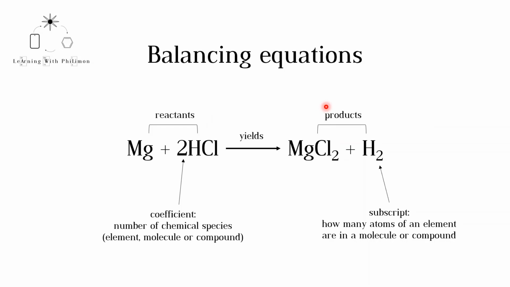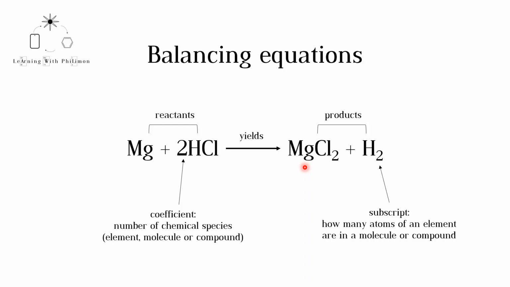In the equation, you will find chemical species, elements, molecules, or compounds, all represented using the chemical symbols of the elements. To review the difference between these terms, have a look at the video Elements, Compounds, and Mixtures.